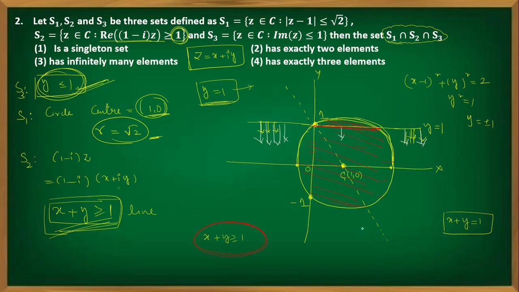Okay. Now this equation x plus y greater than or equal to 1 represents which side? This side or this side? How to know that? Okay. The simple thing is this: just substitute any point.